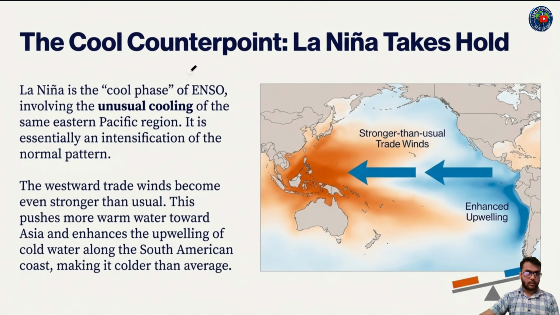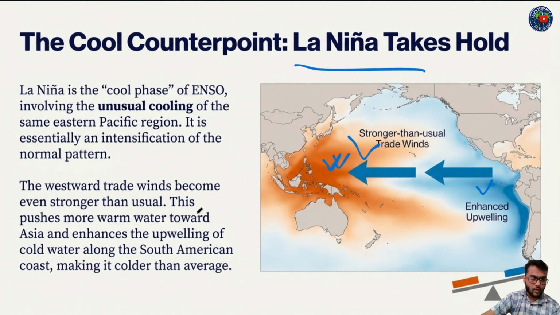Now, the cold counterpoint, the opposite: La Nina takes hold. La Nina is the cold phase of ENSO, involving the unusual cooling of the same eastern Pacific region. It is essentially an intensification of the normal pattern. The westward trade winds become even stronger than usual, and the normal scenario comes back stronger.